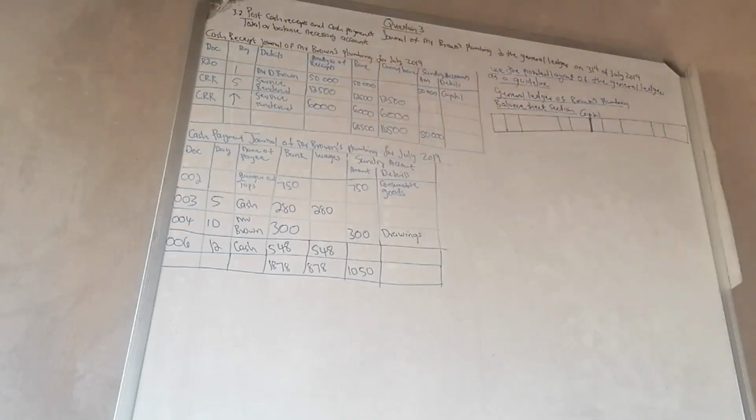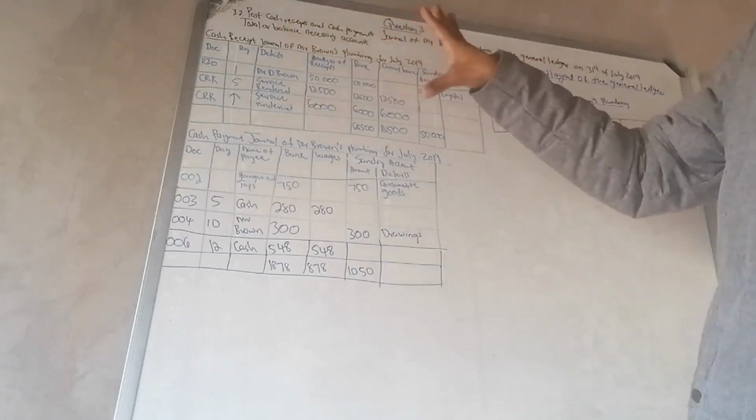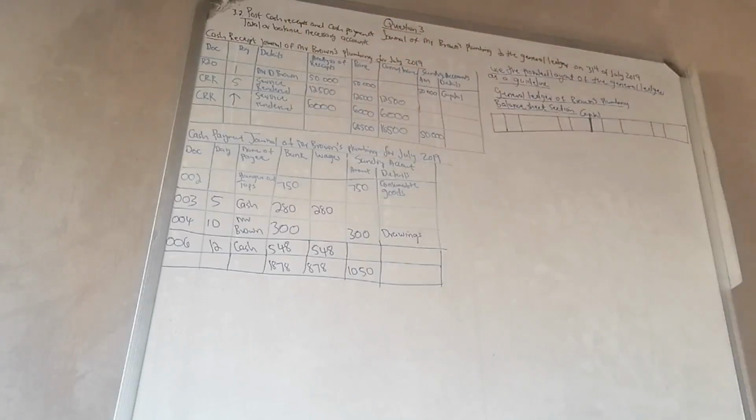Now, my question, where do we find the capital in this balance sheet that we have? Where do we find capital? Which transaction here shows capital?